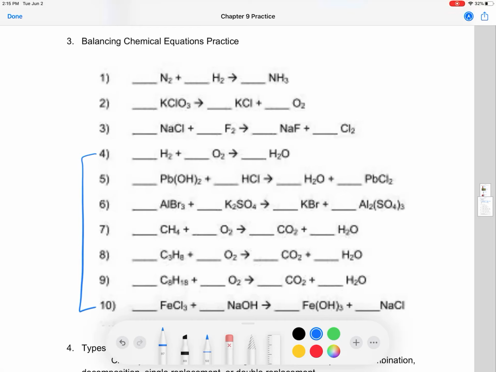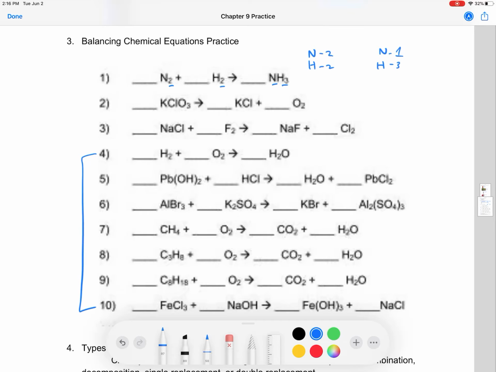So when I do balancing chemical equations, I keep track. So I do something like this, and I count how many atoms I have on the left and the right. I have 2 nitrogens and 2 hydrogens. I have 1 nitrogen and 3 hydrogens. And so I can see kind of what I'm working with.